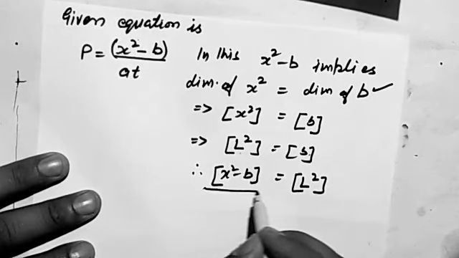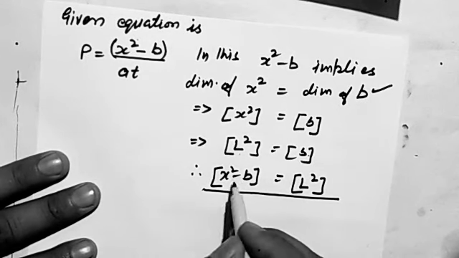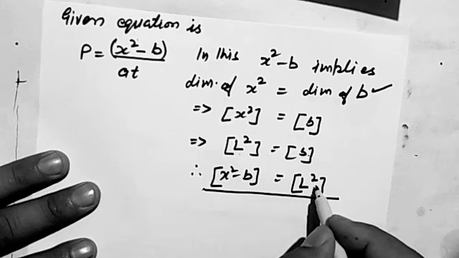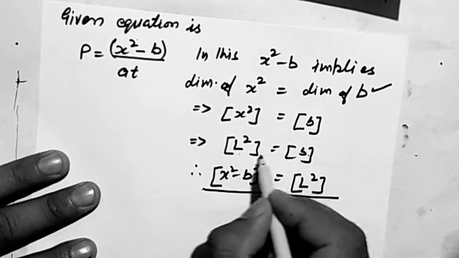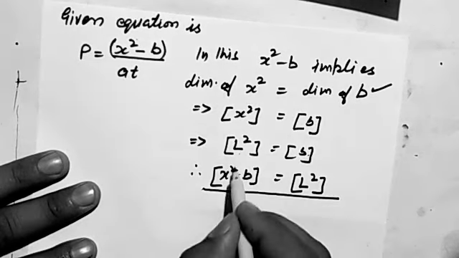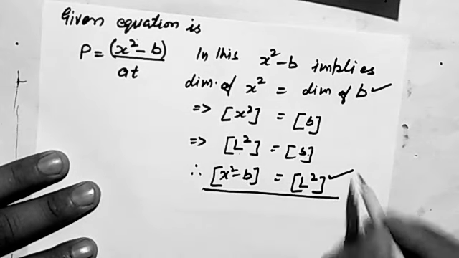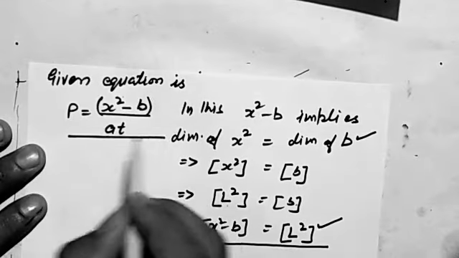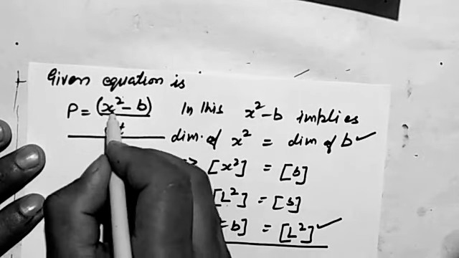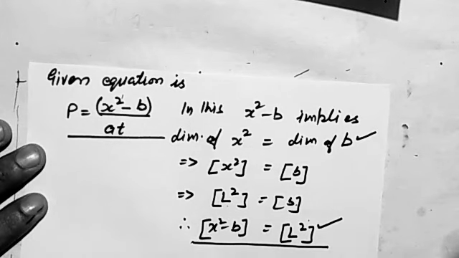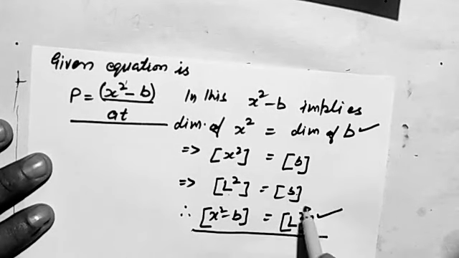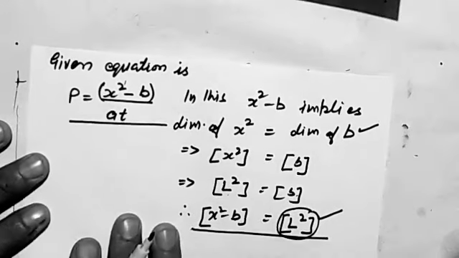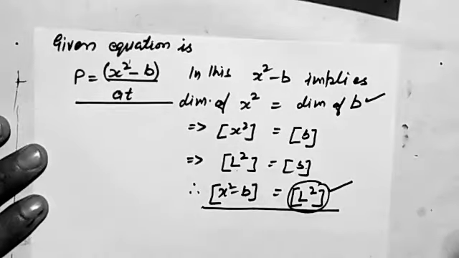One more important point you are getting from this question. When same terms are added or subtracted, their dimensions do not change. So the dimension of B is L2, so x square minus B should also have dimension L2. So when you use this equation again to find the dimension of A, you can replace x square minus B with a dimension of L2. Now we are going to find the dimension of A.